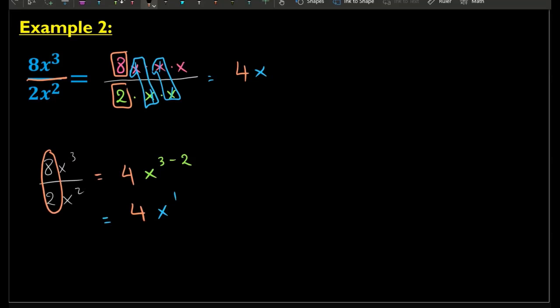Okay. And keep in mind these two answers are the same answer. Even x has the 1 on top, because normally if you see the variable without a power, it is the first power.